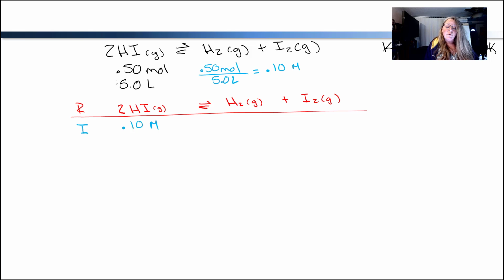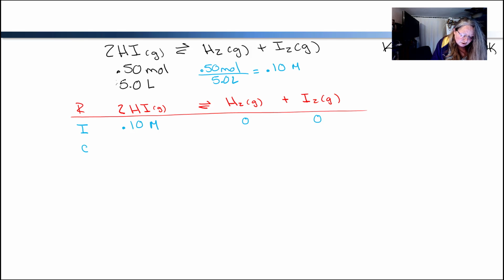H2 and I2, we're told only the concentration of the HI, so from there we can infer that we're starting off with nothing in the I2 and the H2. So my hydrogen gas and iodine gas, there's nothing. It's not always the case, but you will have to be explicitly told that that's not the case.